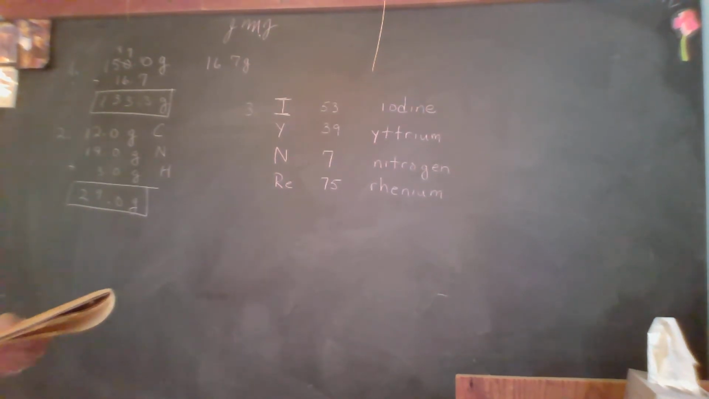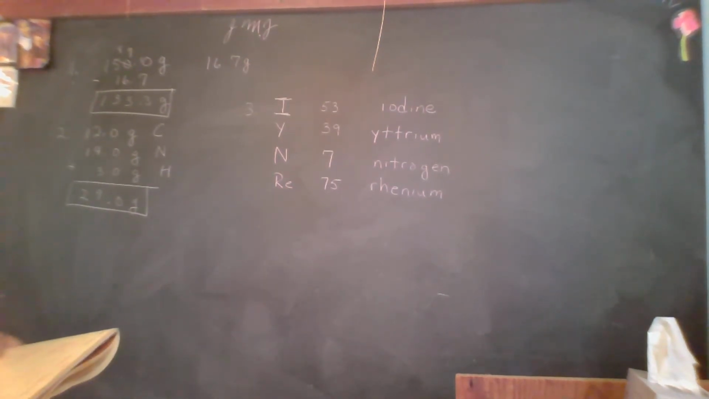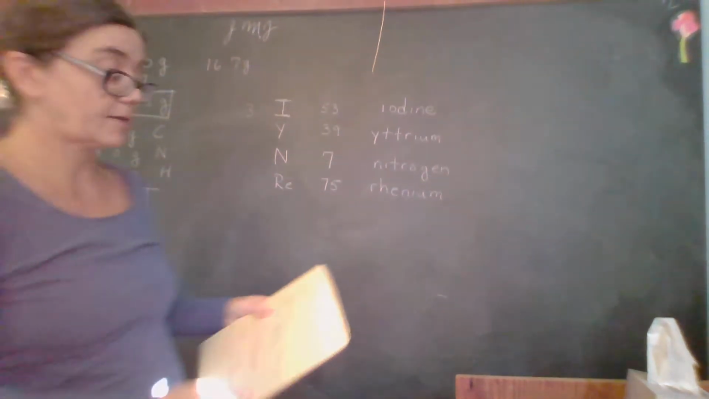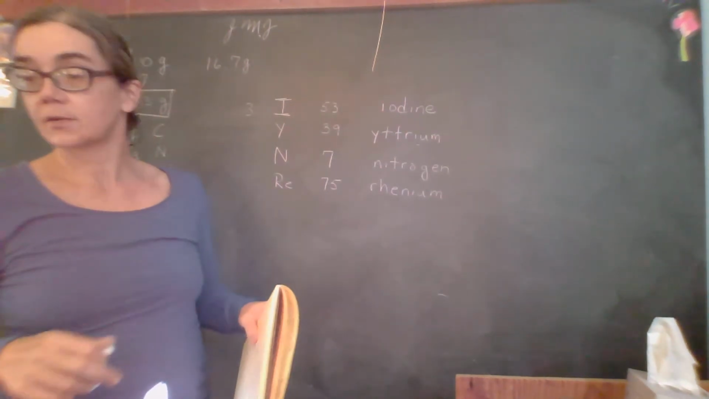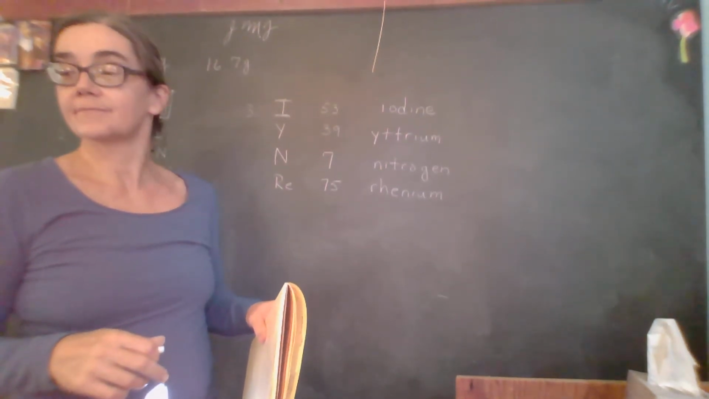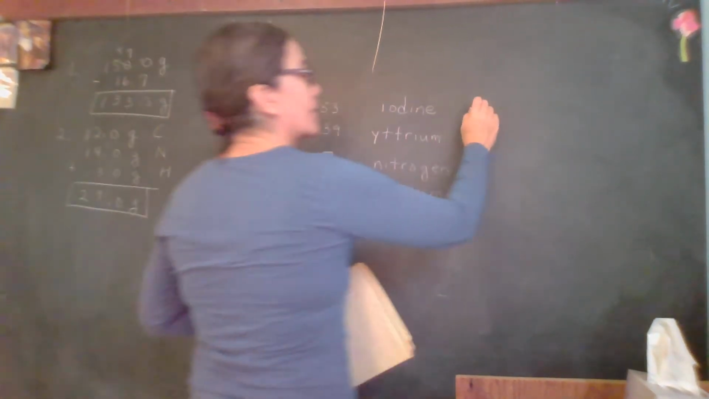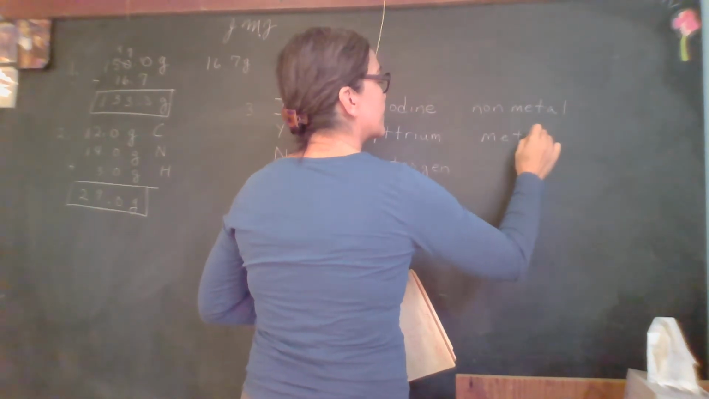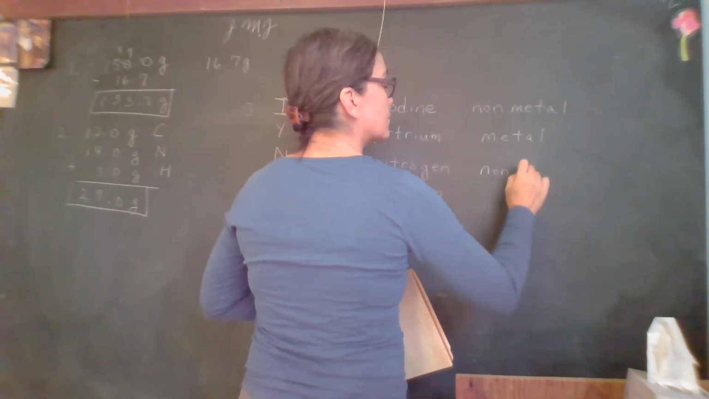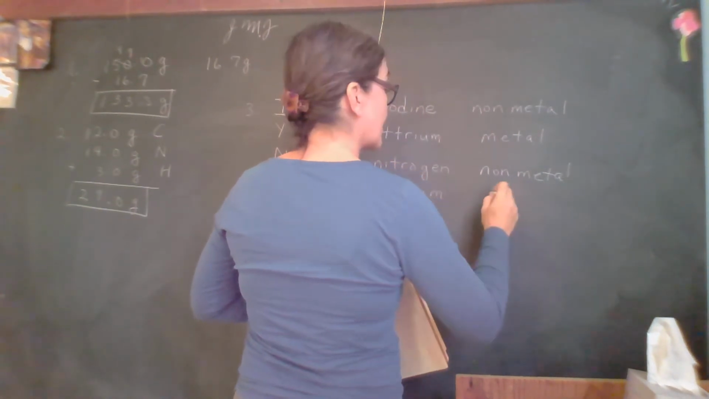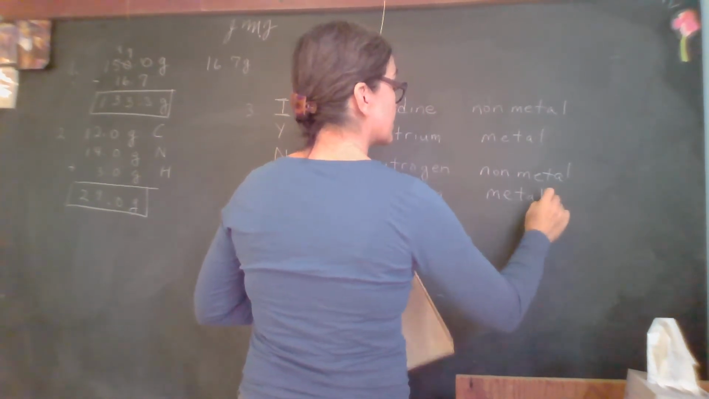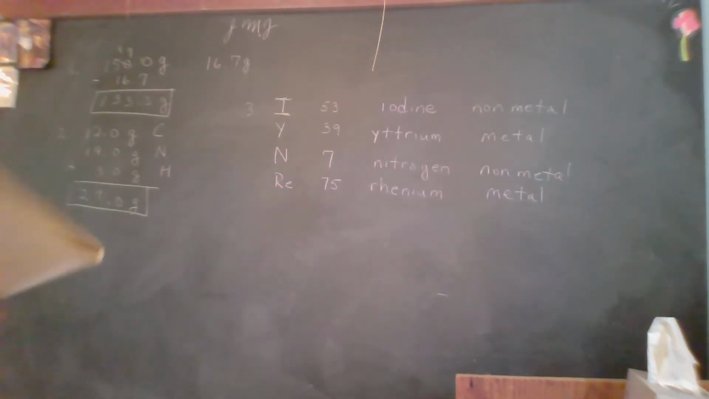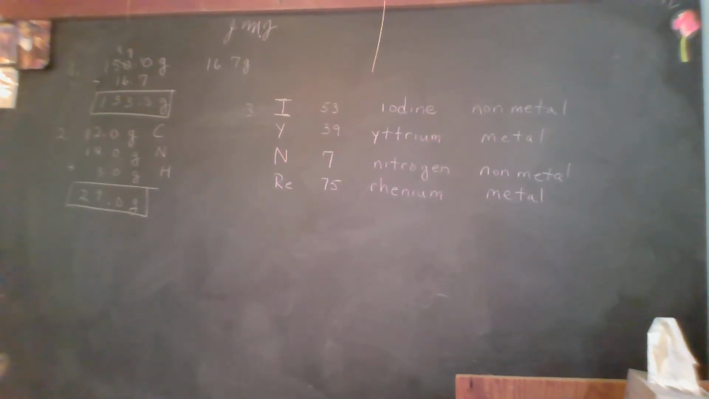Okay. So looking at the periodic table, just look here. Please tell me which of these are metals and which are non-metals. Okay, so I is a non-metal. Yttrium. Metal. Nitrogen. That is a non-metal. Rhenium. It's number 75. Yeah, that's a metal. Good.